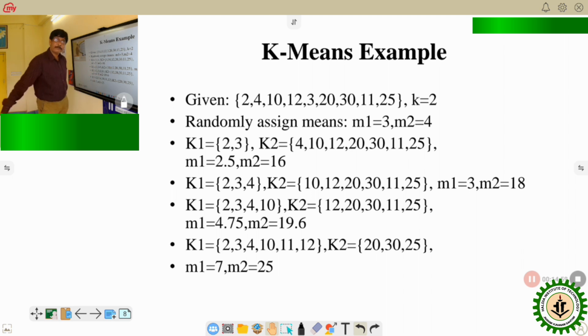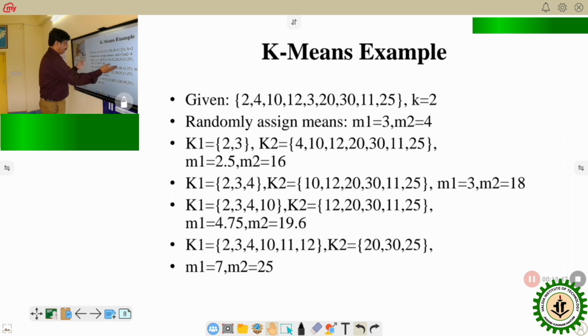Similarly for 12, first you have to compare the distance from the first cluster head and the second cluster head. Whichever is less, you have to put that particular data point into that cluster. For example 20: the Euclidean distance between 2.5 and 20 is 17.5. But the Euclidean distance from 16 to 20 is 4. As 4 is less than 17.5, 20 belongs to cluster 2.